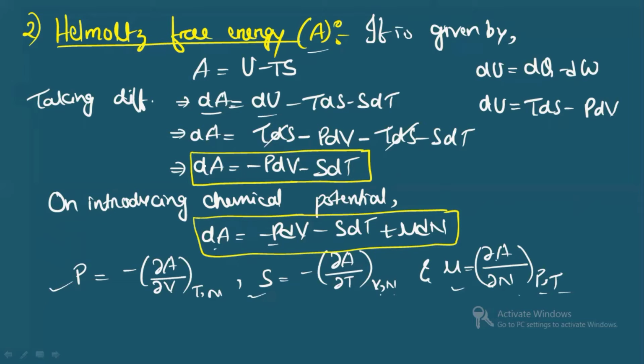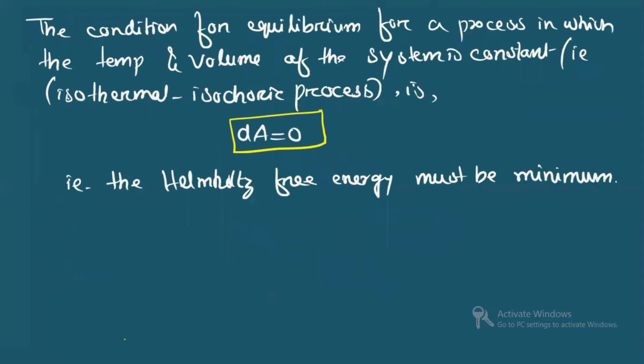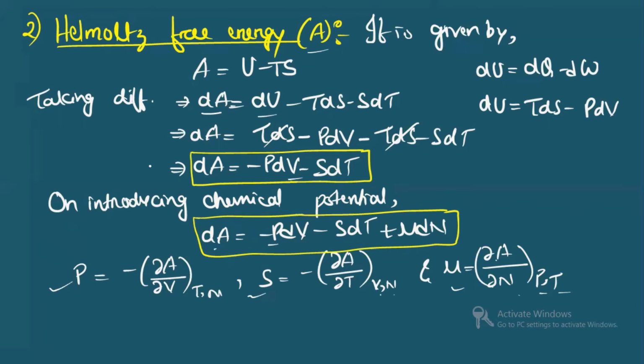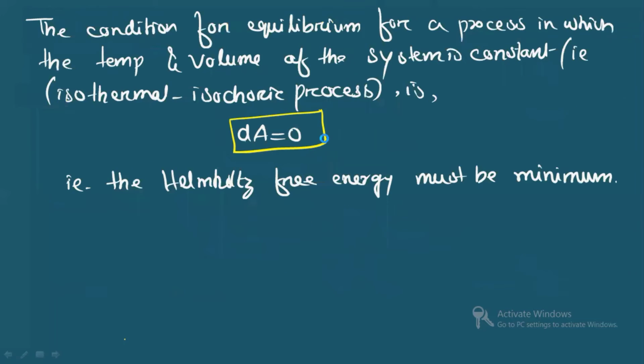Now you see here, this Helmholtz free energy is a function of volume and temperature. So for a system whose volume and temperature are constant, that is, for an isothermal and isochoric process, the system will be in equilibrium when the Helmholtz free energy has a minimum value, that is, dA must be 0. This is the condition of equilibrium. For constant volume and temperature, when the Helmholtz free energy is at a minimum value, then it is in equilibrium, right?